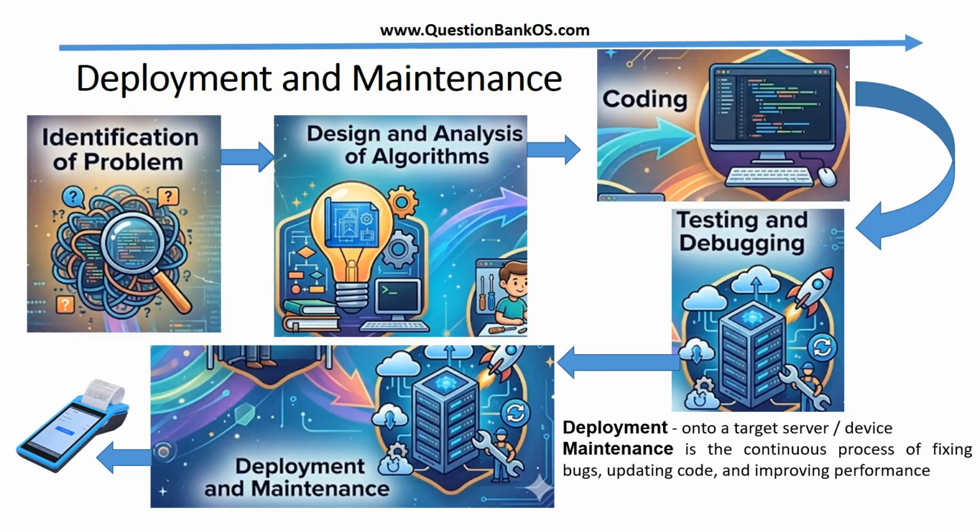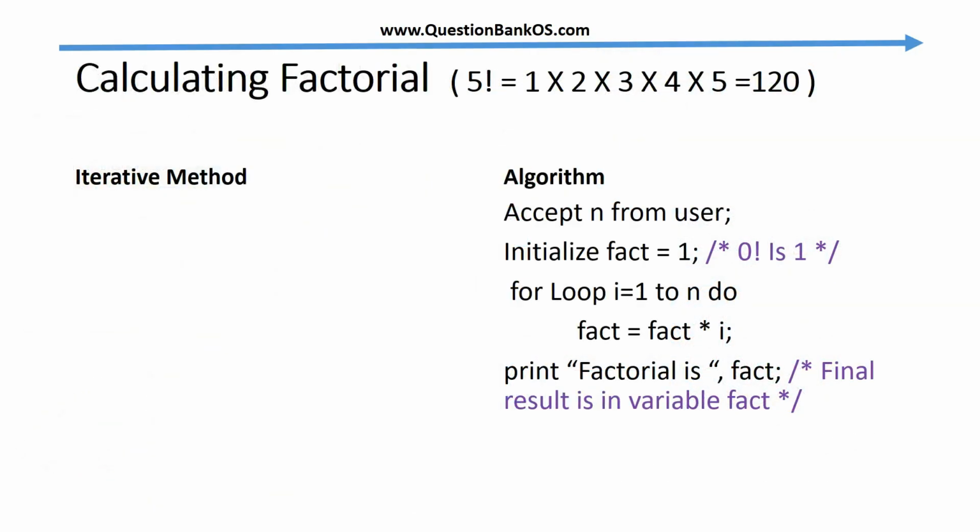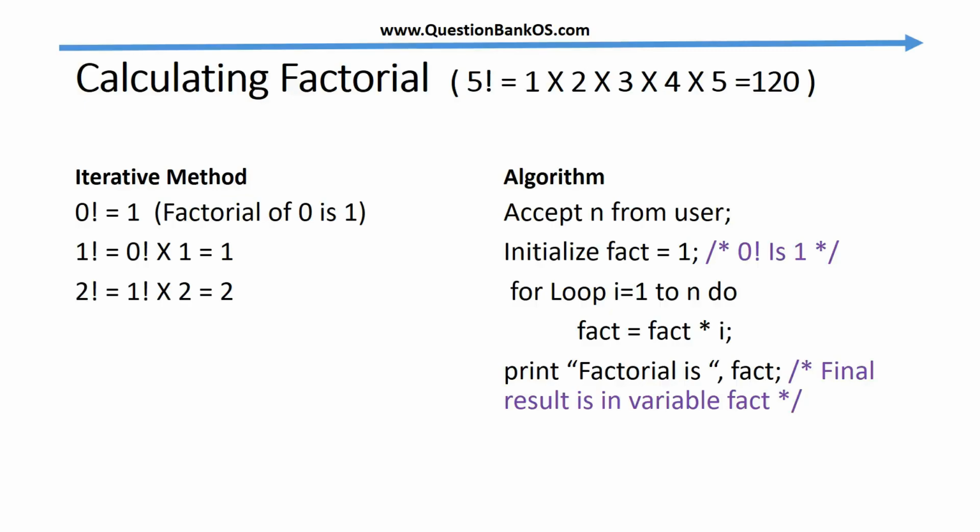Now let's move to C programming to see how we can implement a factorial program. Let's examine the logic for calculating a factorial using an iterative approach. Our algorithm first accepts an input value n from the user. We then initialize our tracking variable fact to 1, which correctly handles the foundational mathematical rule that 0 factorial equals 1. Now iteratively we keep on multiplying variable fact with i.